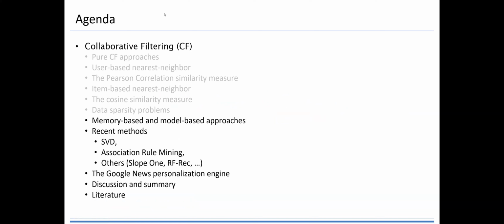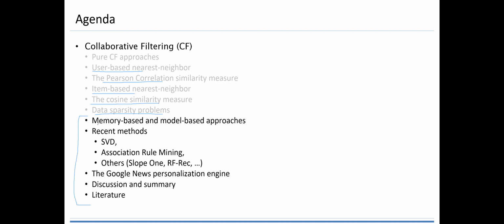And you learned about the idea of the user-based approach. So we learned about the Pearson correlation. We also learned about the item-based approach and cosine similarity. And we also looked at some problems, especially data sparsity. So in this section, we are going to learn those things.